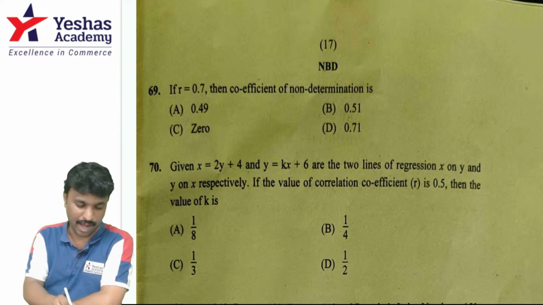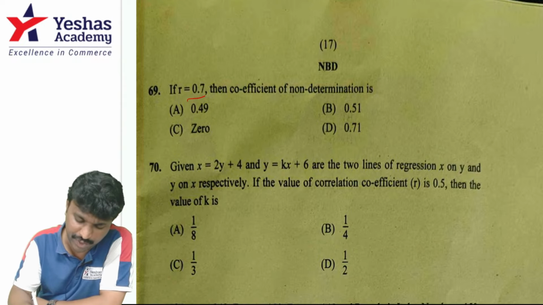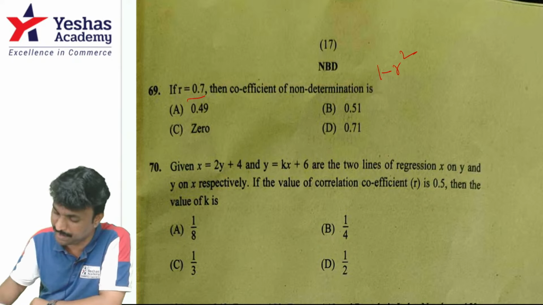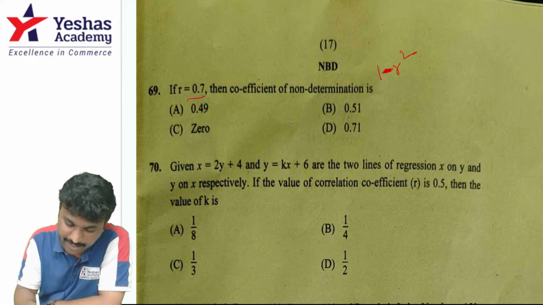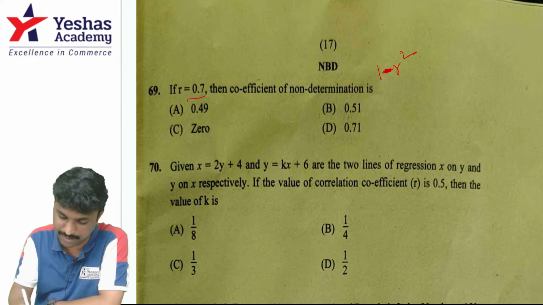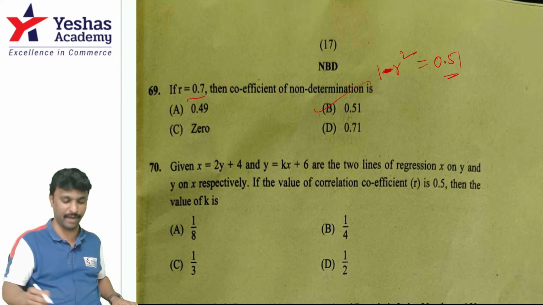Moving on to the next question, R is 0.7. The coefficient of non-determination is asked. What is the coefficient of non-determination? 1 minus R square. R value is 0.7. Press equal for squaring it, and then make it negative by pressing plus or minus, add 1 to it. So the result is 0.51. Option B is the right answer.